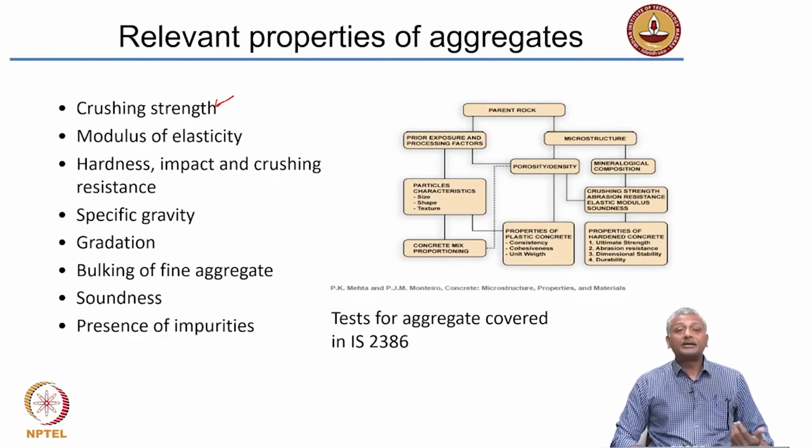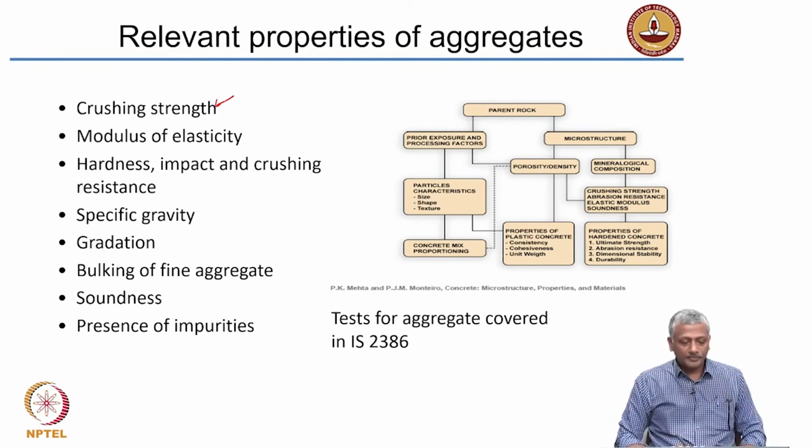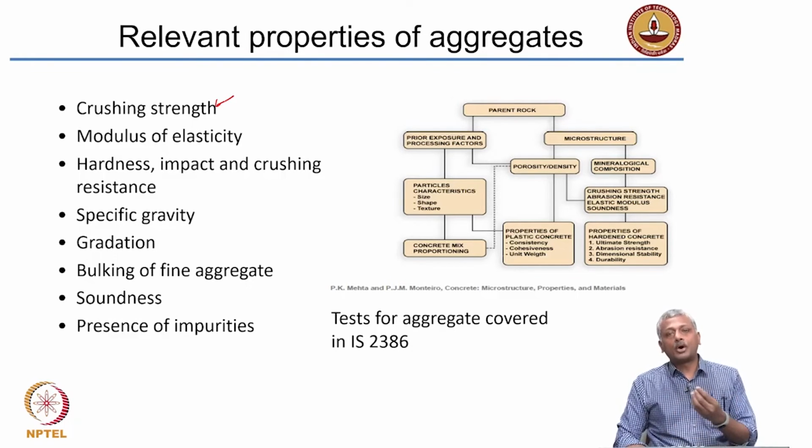Specific gravity, the gradation, that means the range of particle sizes that you have. The bulking of the fine aggregate, which can absorb moisture and then increase its volume. The soundness of the aggregate, the ability to retain its volume in difficult circumstances. And then the presence of impurities. We already talked about the fact that in some cases you can get impurities like organic matter or clay, which may affect the quality of the material.